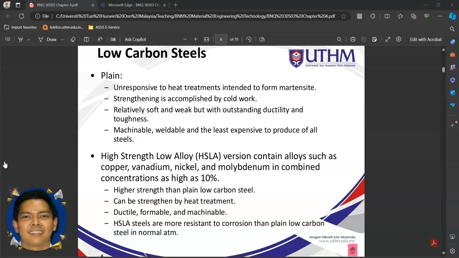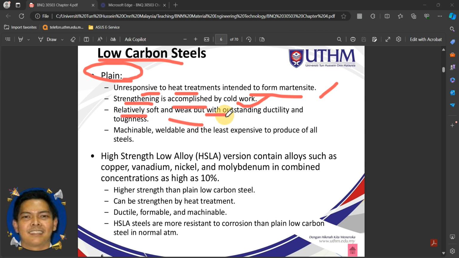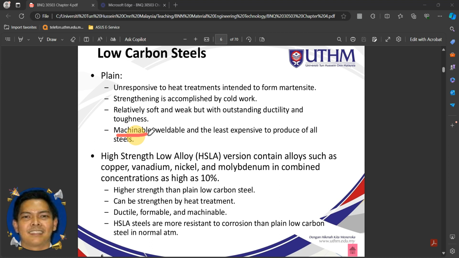Low carbon steel. This slide explains the low carbon steel. Low carbon steel is considered plain, which is unresponsive to heat treatment intended to form martensite. So the strengthening of this type of carbon steel is accomplished by cold work. Relatively soft and weak, but with outstanding ductility and toughness, is the characteristic normally associated with low carbon steel. It is also machinable, weldable, and the least expensive to produce of all types of steel.